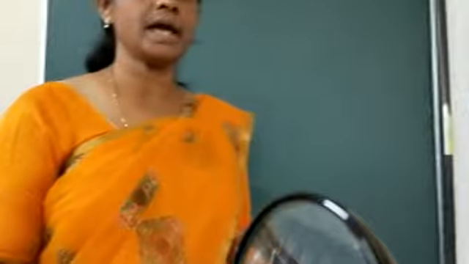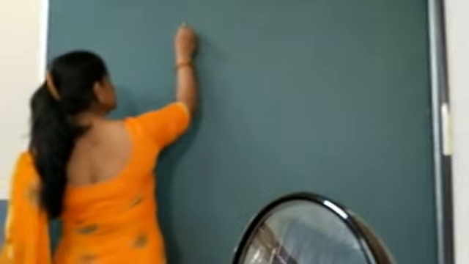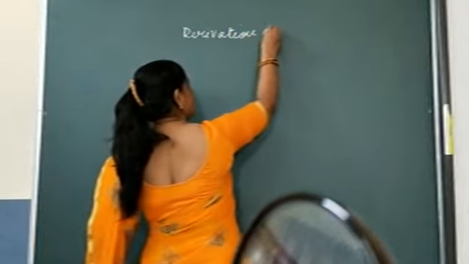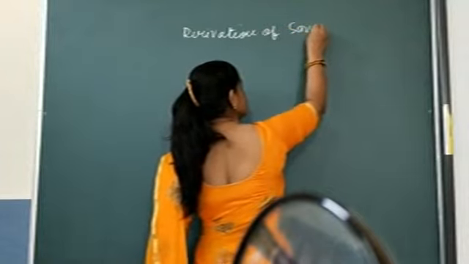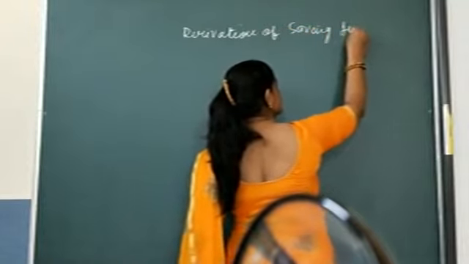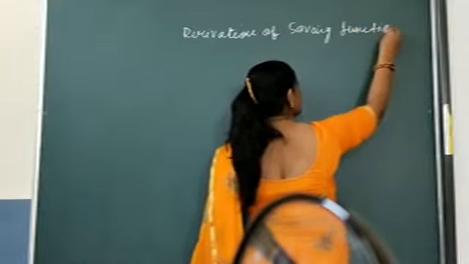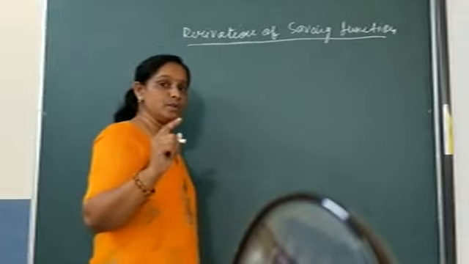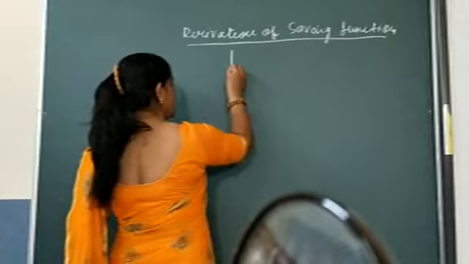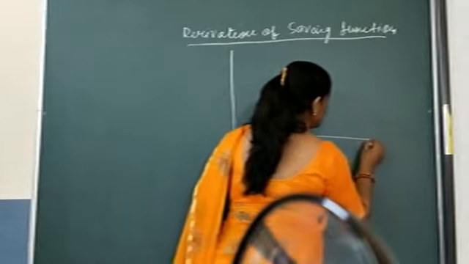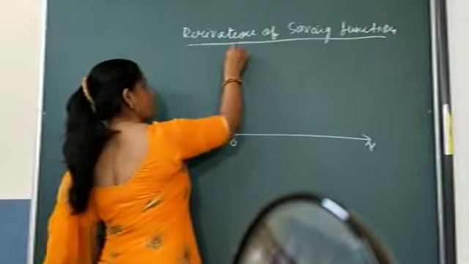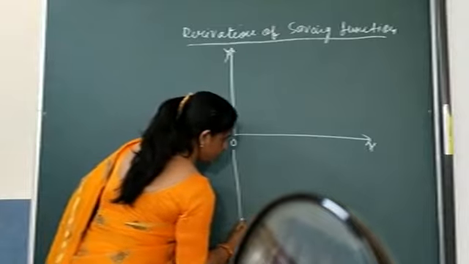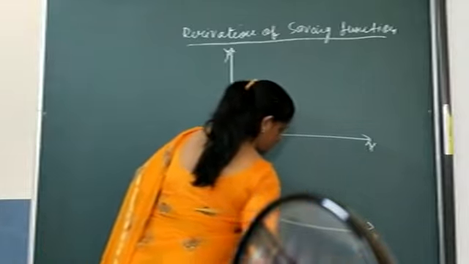I was explaining to you the diagram of derivation of saving function that we were doing. Okay, so yesterday I had explained the diagram to you people. All right. So in that diagram, first we have to draw the diagram of consumption function, and then from that diagram we will derive the diagram of saving function.